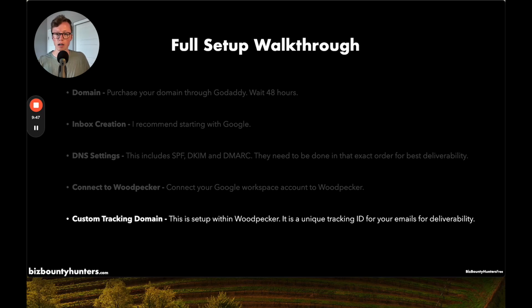And then a custom tracking domain. You can set this up individually through your email sending tool, so we'll do it through Woodpecker. It's a unique tracking ID that's used for detecting open rates, and it's best for deliverability if you have the same one across the board. When people hover over the link in your email, it will show your URL instead of a generic one. If you don't do a custom tracking domain, it'll show Woodpecker or Instantly. This just helps with deliverability by using that one tracking domain across all your inboxes.